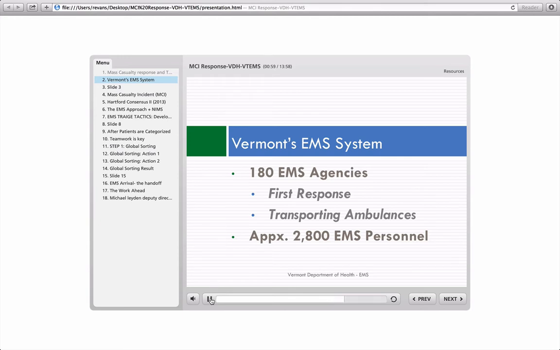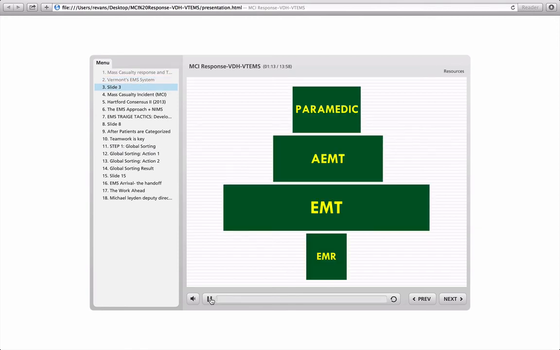Transporting ambulance services own one or more ambulances and conduct the operations from point of contact in the field through transport of a patient to a hospital emergency department. Overall, we have about 2,800 licensed EMS personnel in Vermont.